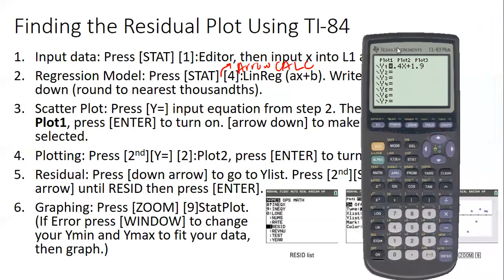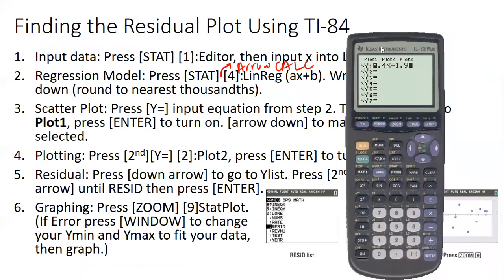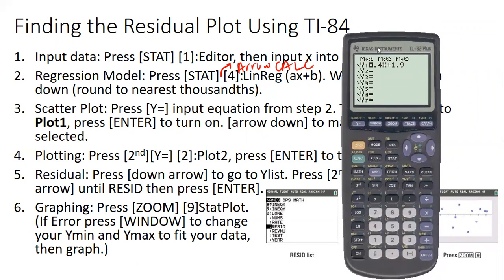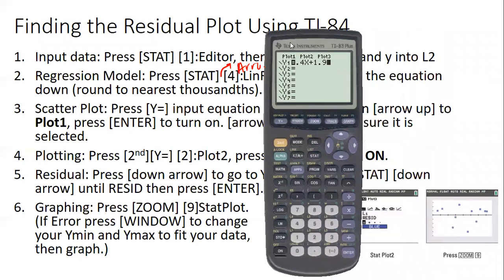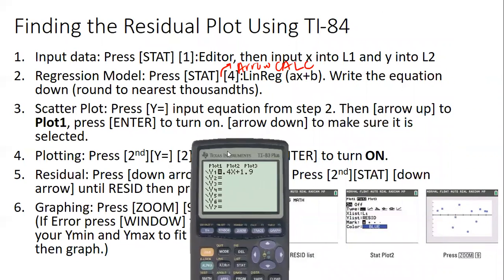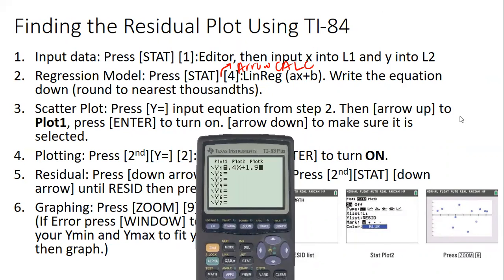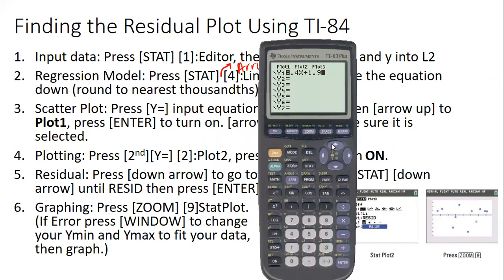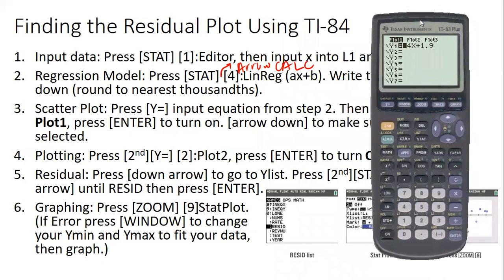Okay, all we've done so far is the first sentence of step 3. Anyone's done anything else different or weird? No. Okay, now we're going to read the second sentence. What does it tell us to do? Then arrow up to plot 1, press enter to turn on, and arrow down to make sure it's selected. Is it selected? Yes.